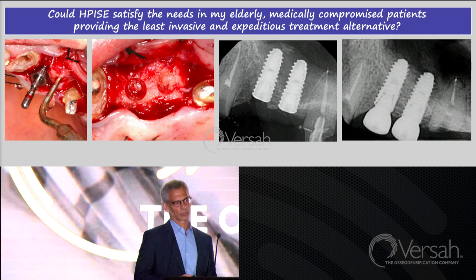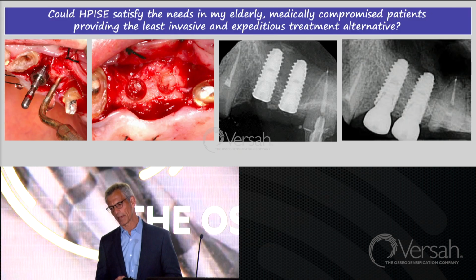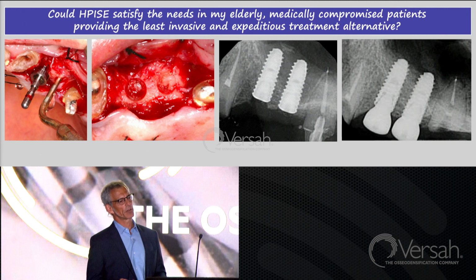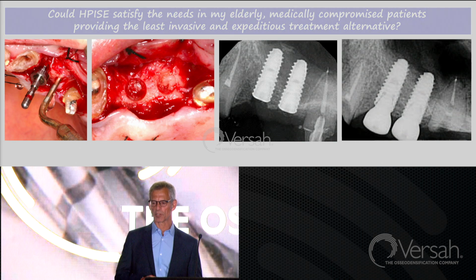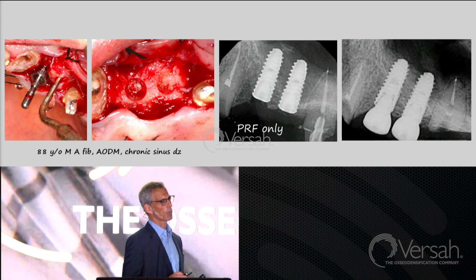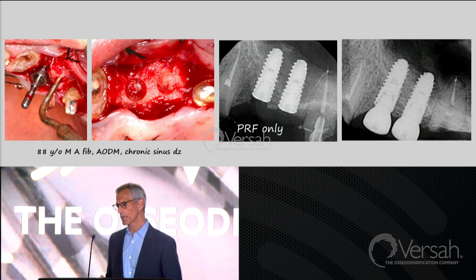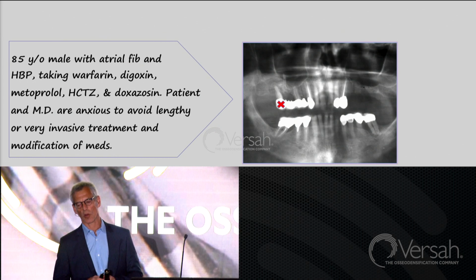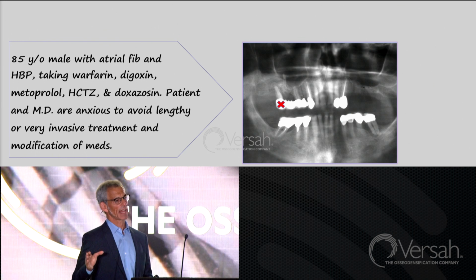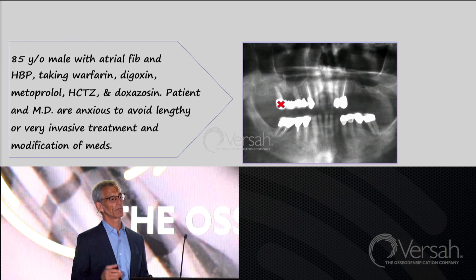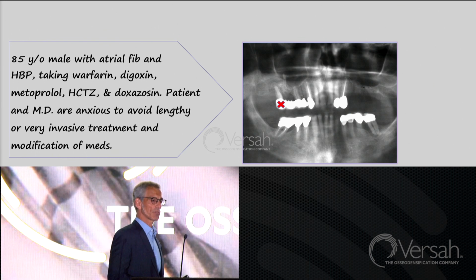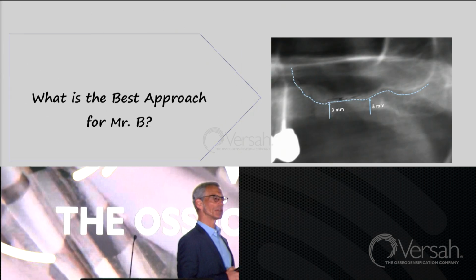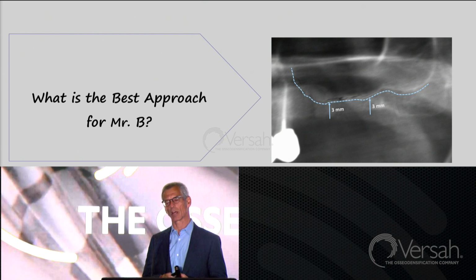An 88-year-old, anticoags, AFib, medically compromised, 11 millimeter implants with only PRF because he has a history of sinus disease, no particulate. Or this patient, 85-year-old Mr. B, AFib, anticoags. Both the patient and the physician are anxious to avoid very invasive or lengthy treatment. What's the best approach for Mr. B with 3 millimeters of subantral bone?